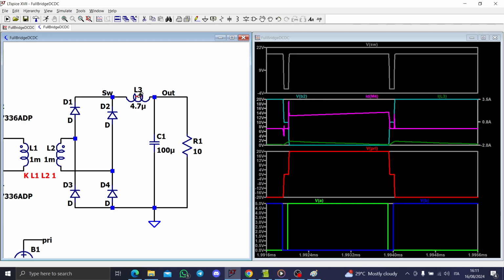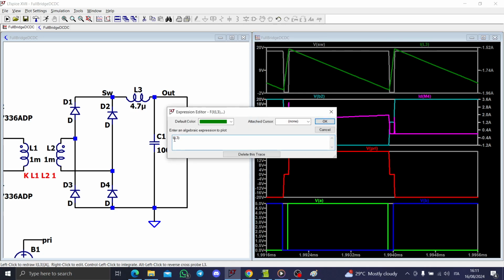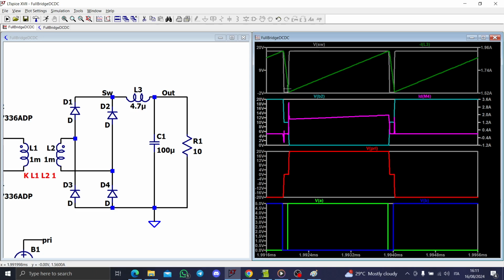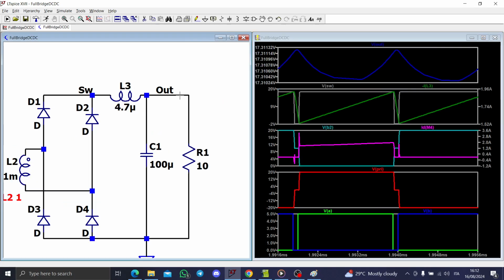Let's check also the current waveform. This is the contrary because of the Lenz equation, so let's put a minus here. It charges during this interval and it charges during the 0 interval, which is correct, like a buck configuration actually should. And the output voltage is 70 volts.